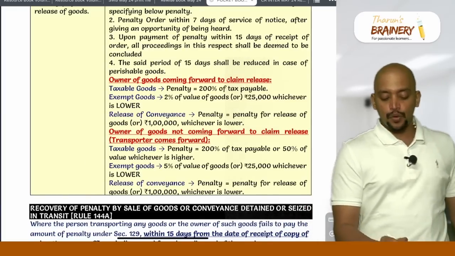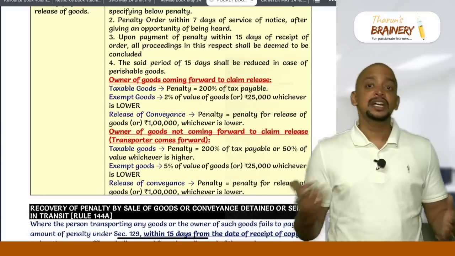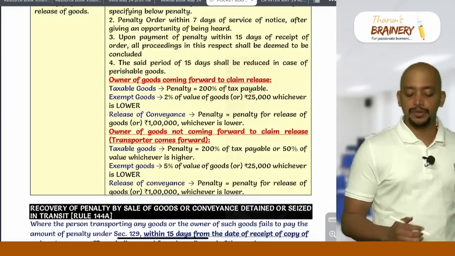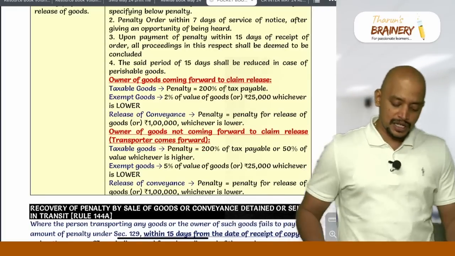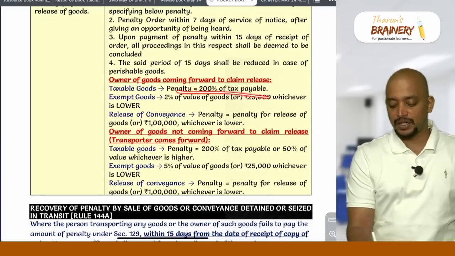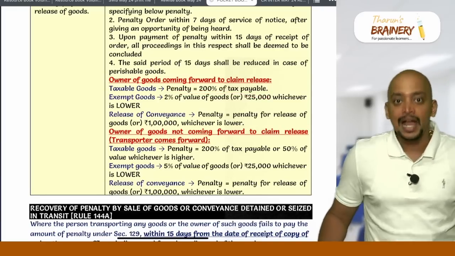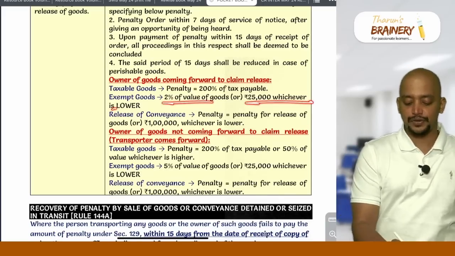It depends on whether the owner of goods is coming forward to claim release, or the owner is not coming forward to claim release. If the owner is not coming forward, then who is coming forward? The transporter is coming forward to claim release. When the owner is coming forward, what will be the penalty? If it is taxable goods, the penalty will be 200% of tax payable. And if it is exempted goods, it will be 2% of value or 25,000, whichever is lower.